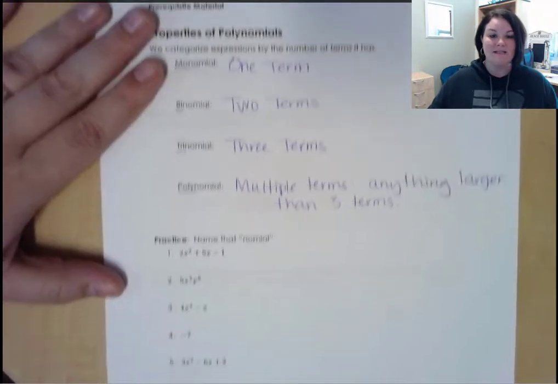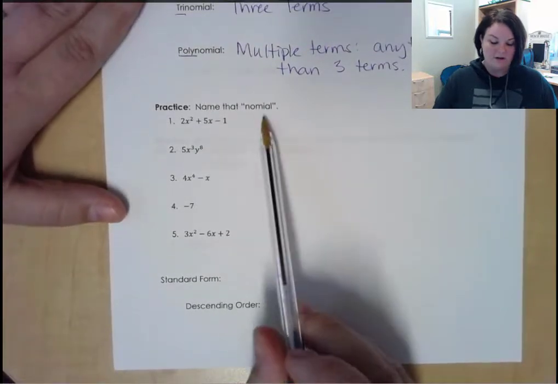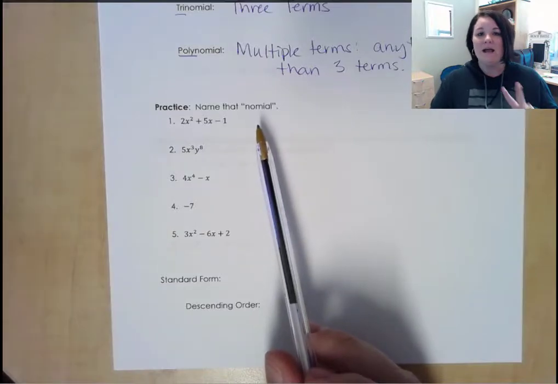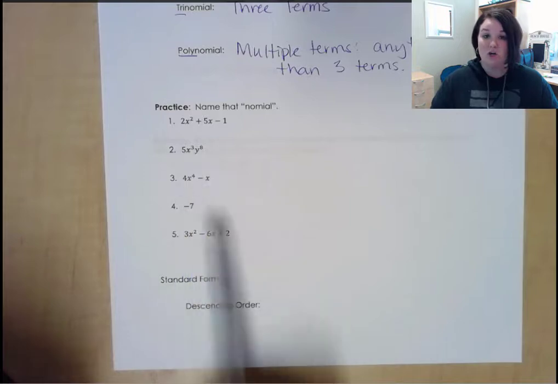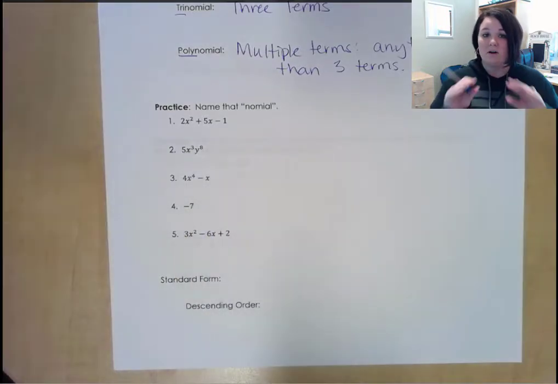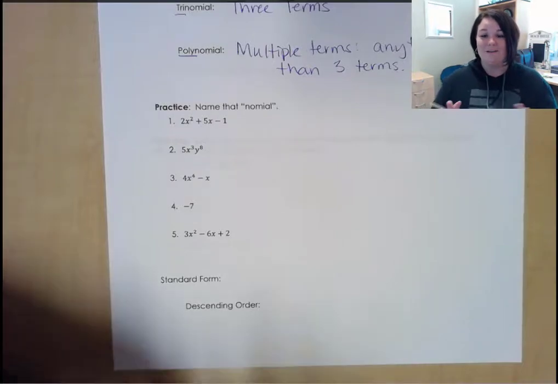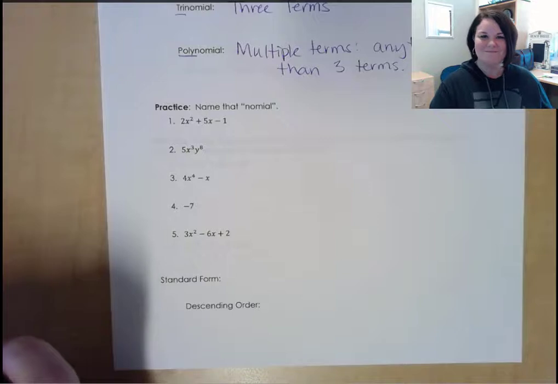So I have some practice down here, and I want you to take a second and just write out here. I want you to name that nomial, okay? Tell me if it's a monomial, a binomial, a trinomial, or a polynomial based on the number of terms. And remember, terms are the little expressions that are separated by plus and minus signs. So I'm going to give you just a second. Go ahead and pause your video and fill that in, and then we'll go over it.